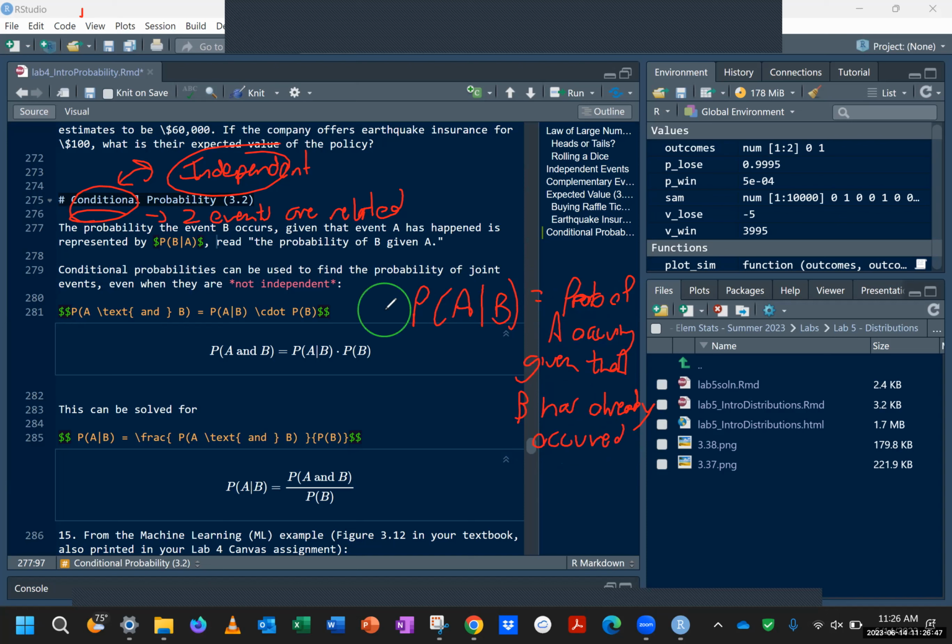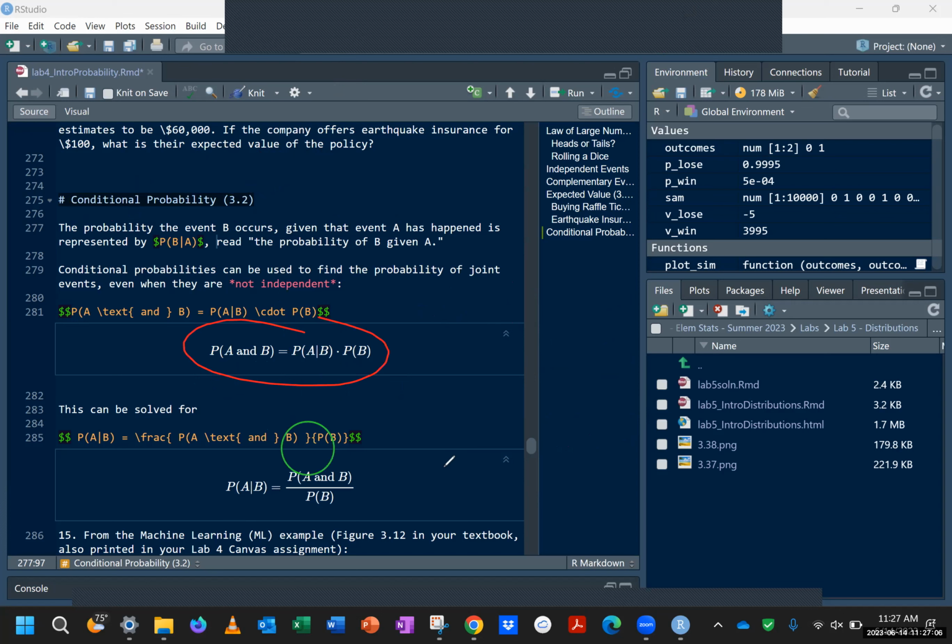So instead of probability of A times probability of B, which is the formula before, now we have to modify it. Okay, so we're going to use this formula right here. And actually you can take this formula and rearrange it: divide by probability of B, divide by probability of B, and you cancel those out and get this formula. So that's also a formula we can use.